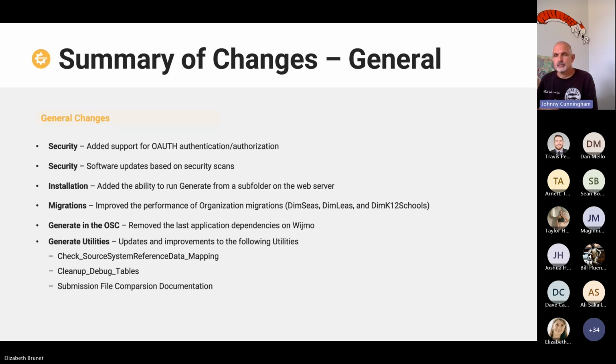And then we try to make updates and improvements to utilities each release. We look for, can we add any functionality to an existing one? Is there anything that needs to be updated based on other changes that we've made, things like that. So those three were the changes that were part of this release for our utilities. I think that's it for general changes.